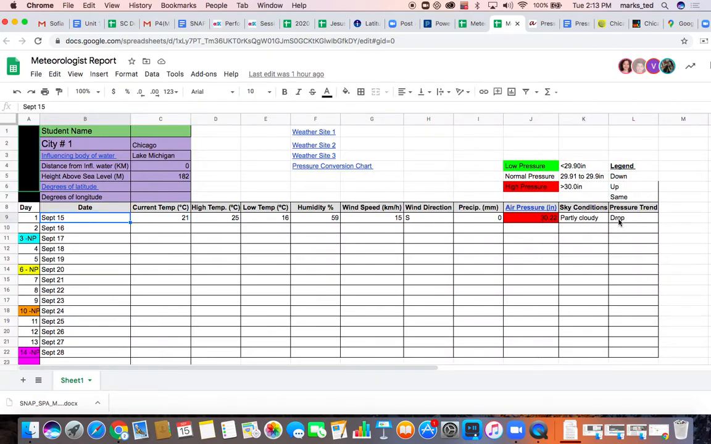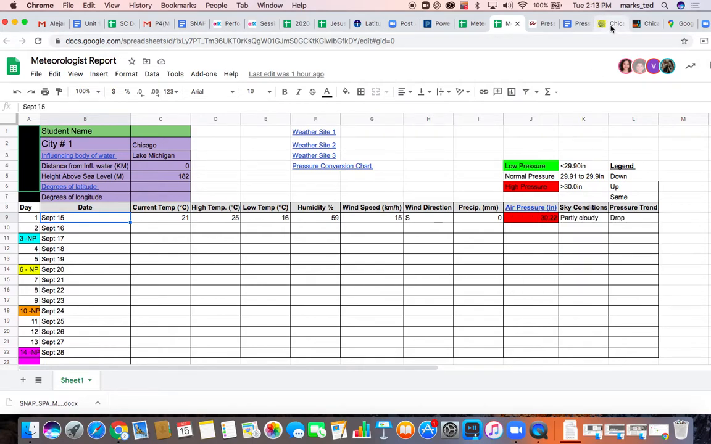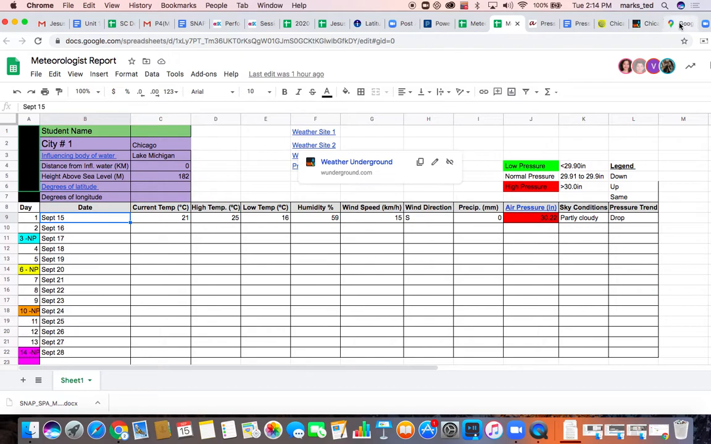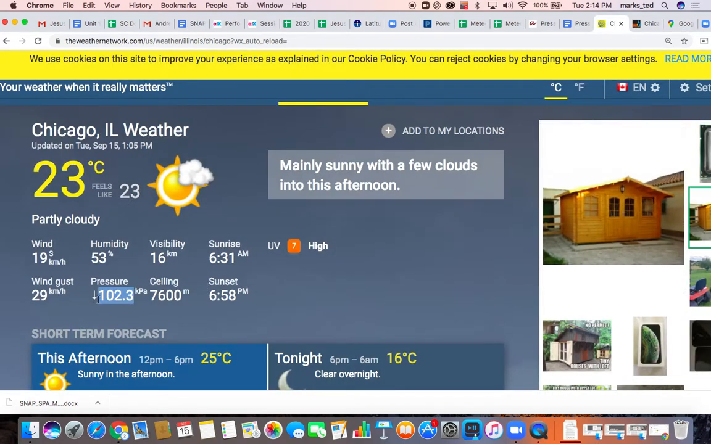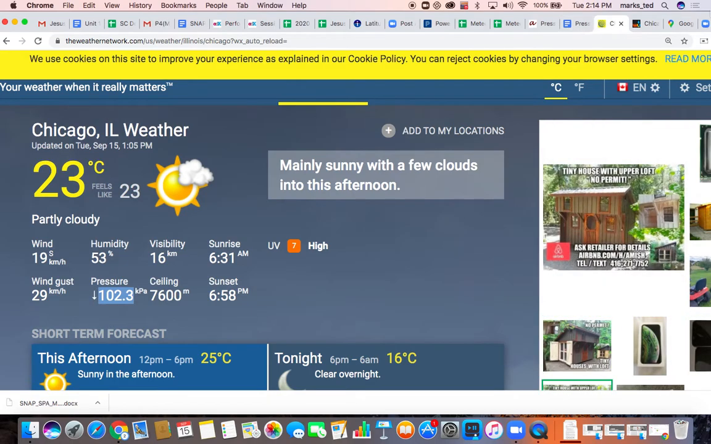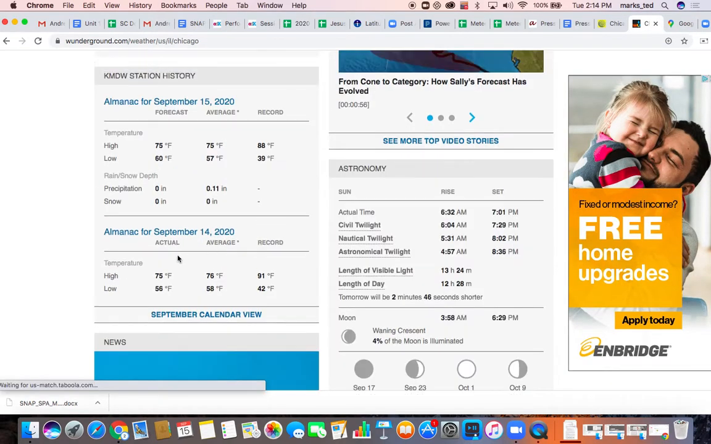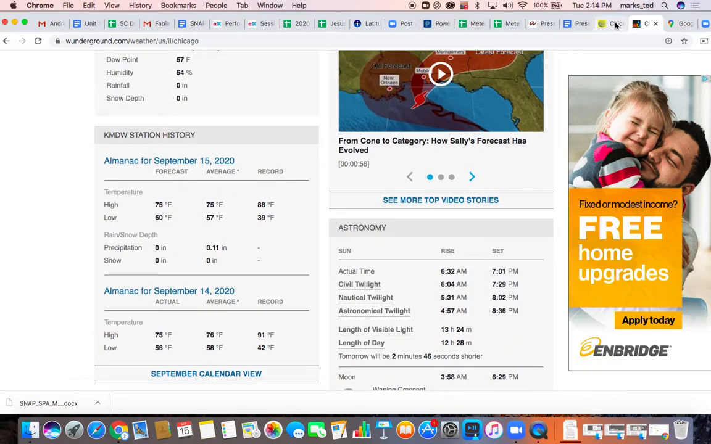Partly cloudy. Pressure trend, you can leave that blank for now, but pressure trend is what is going on with the pressure. Is it rising or staying the same? This is the third site right here, and it's good because it actually shows you the arrow, which gives us the pressure trend. The trend is actually going down, and that's why I put drop or going down. Precipitation you can find in the Underground Weather site. It's actually right here.